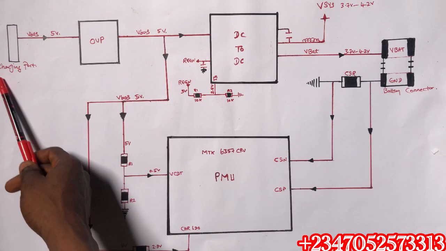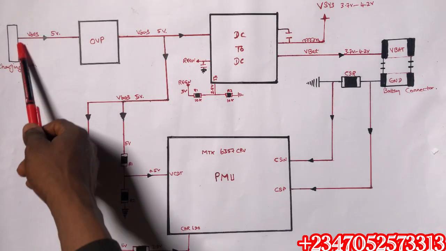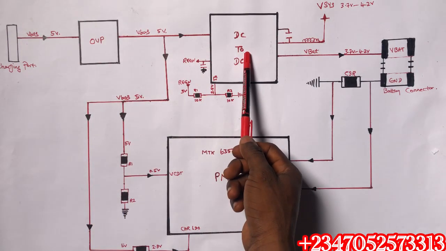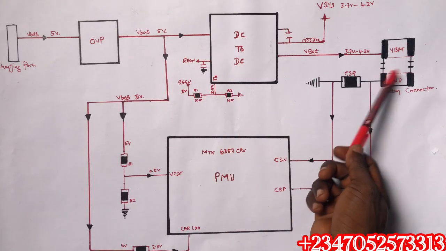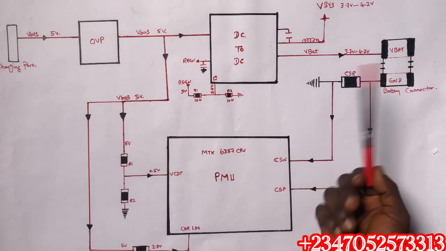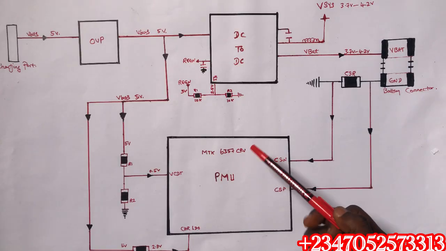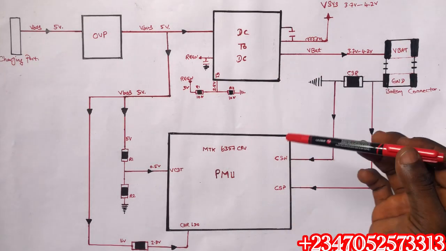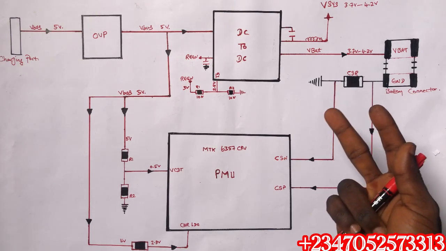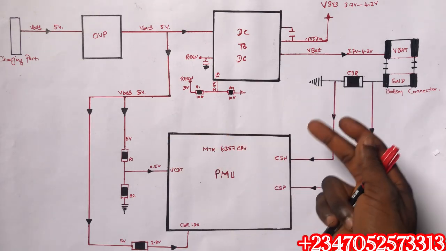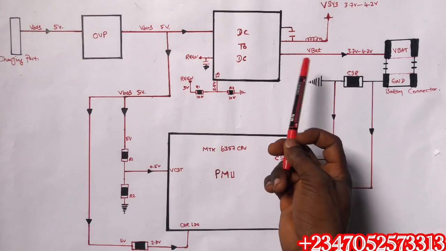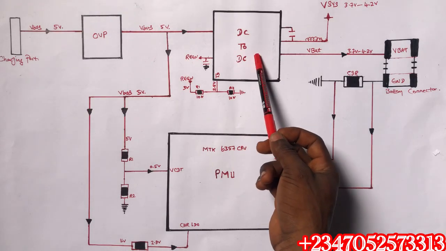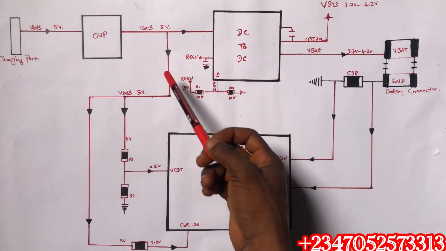So this is our charging port, this is our V-bus line, then this is our OVP, this is our DC to DC converter, this is our battery connector, and then this is our power IC. Now in MTK we have two types of charging IC. We have the transistor-based charging IC and the BQ charging IC, that is DC to DC converter. Some people call it spider charging IC.